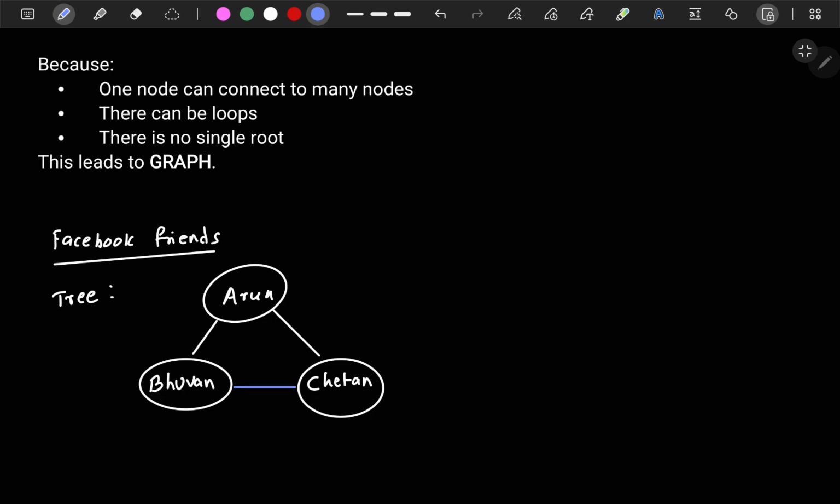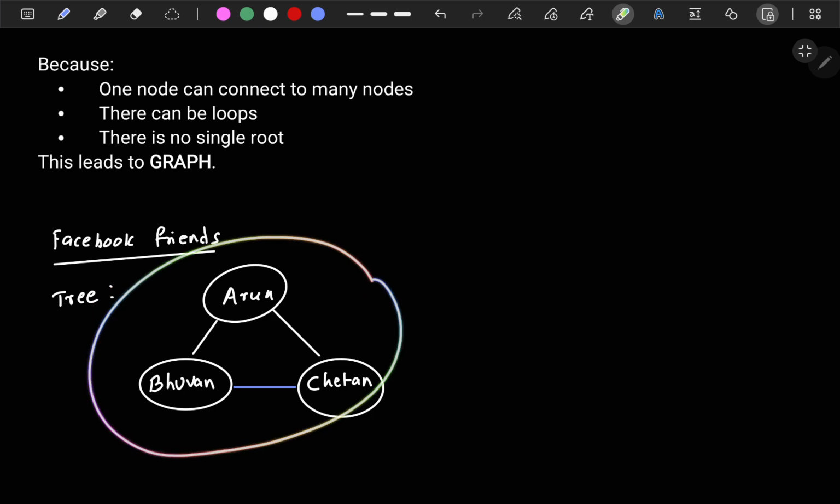Then what will happen? Then there is a cycle inside the tree data structure. And if there is a cycle inside a tree data structure, then it is not a tree itself. Then it automatically becomes something called a graph.